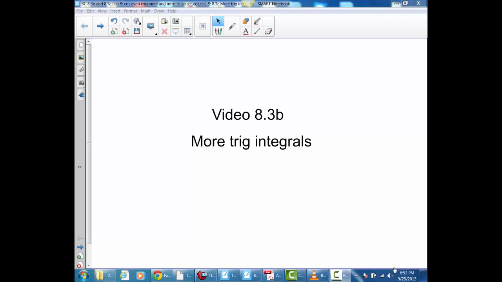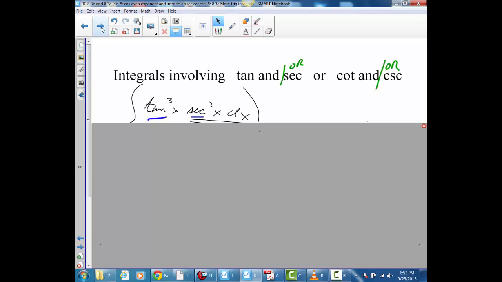Hi, welcome to video 8.3b, more trig integrals. So now we're going to move from sine and cosine to either a combo of tan and secant or a combo of cotan and cosecant. And you'll see why in a second.